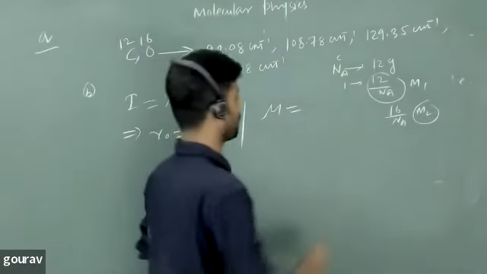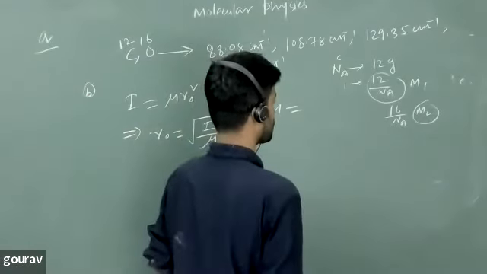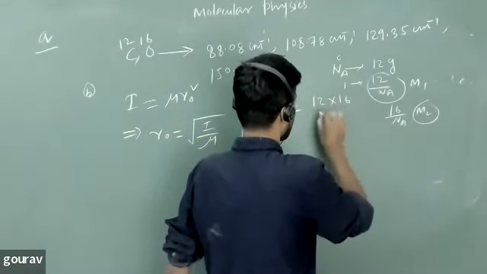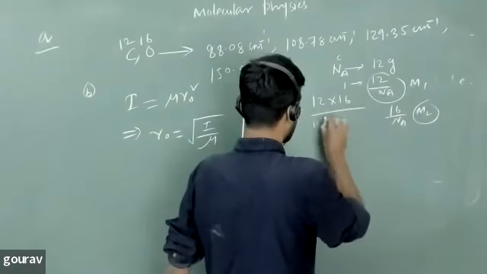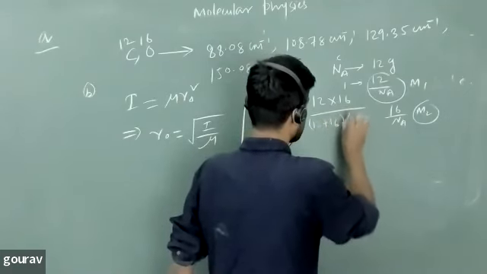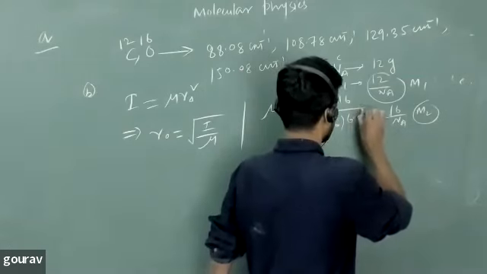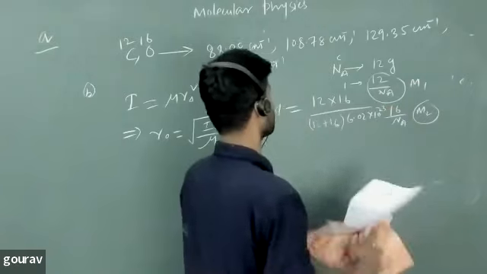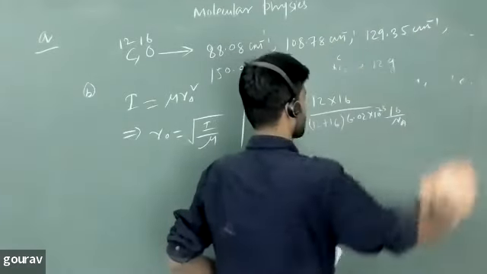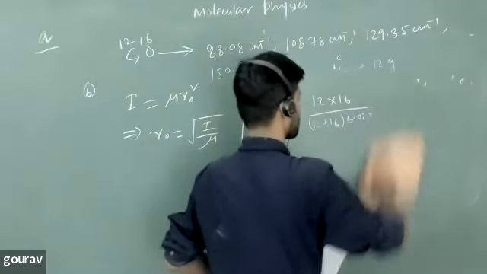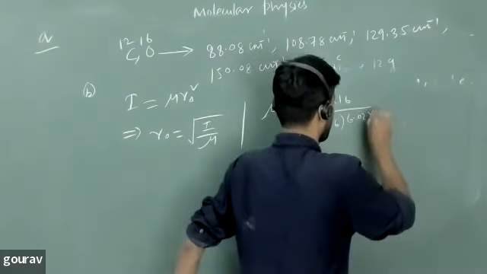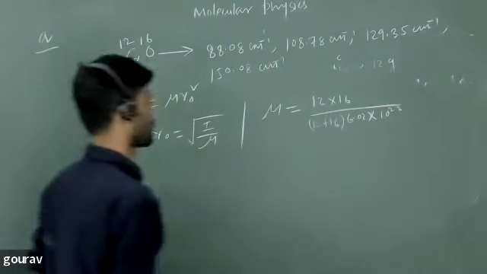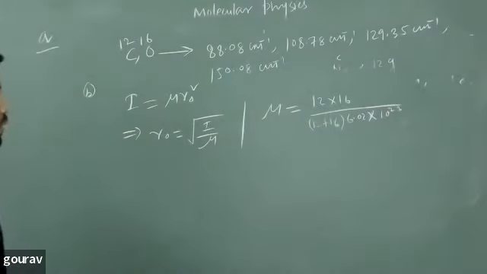So how much will you get if you substitute here M1 M2 divided by M1 plus M2? Can I write like this? 12 into 16 divided by 12 plus 16 into 6.02 into 10 to the power 23. Can I write like this? Yes, sir. Is this part clear to all?